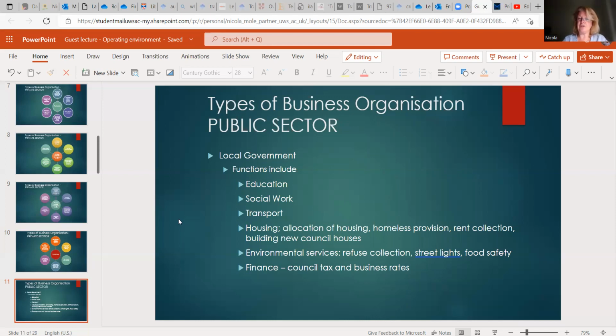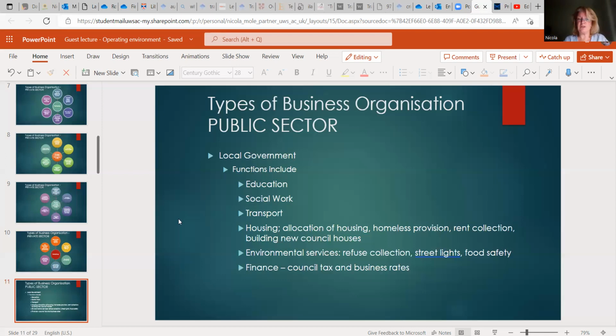Housing, allocation of housing. So the UK has quite an extensive public housing system for those who can't afford their own housing. Homeless provision, so they'll provide services for homeless people, rent collection for these services, and building new council houses. So local government is also called local council, and they build the houses for those who are not able to afford to buy a house.